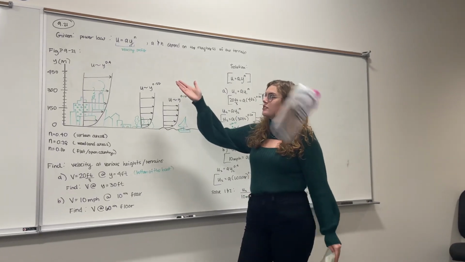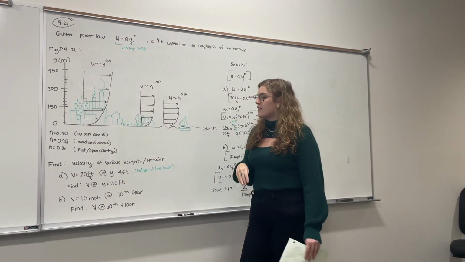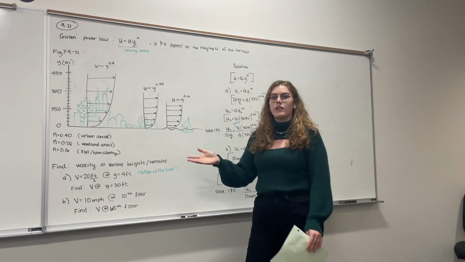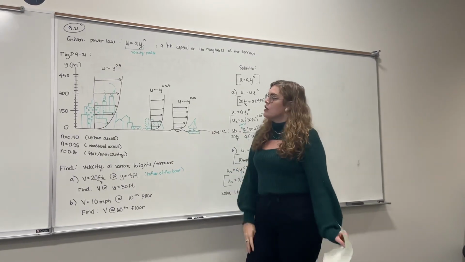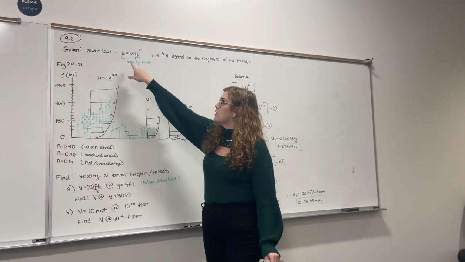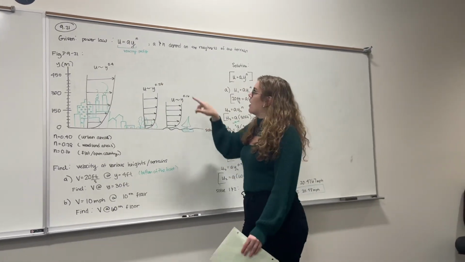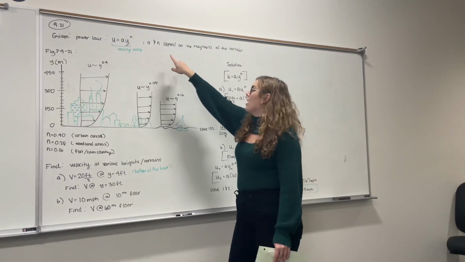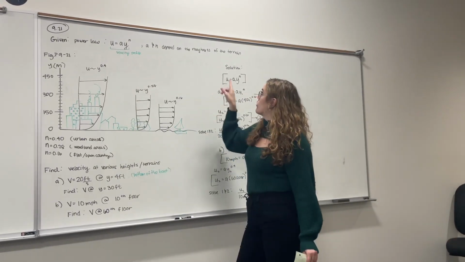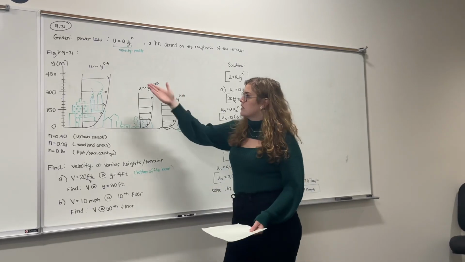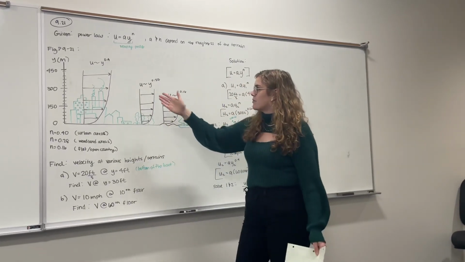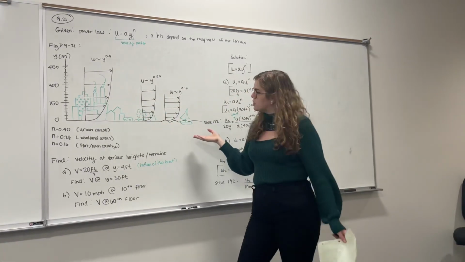So the last problem I've chosen to do is 9.21, and the point of this problem is to find velocity at various heights in different types of terrains. So it gives us the power law here, which is u equals a y to the nth power, and the two constants, a and n, in this formula depend on the roughness of the terrain. It also gives us this figure here, which shows the velocity profiles on different types of terrains.